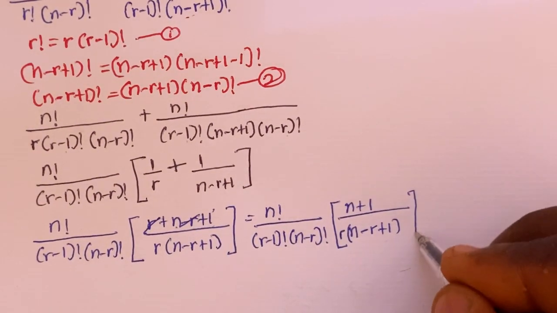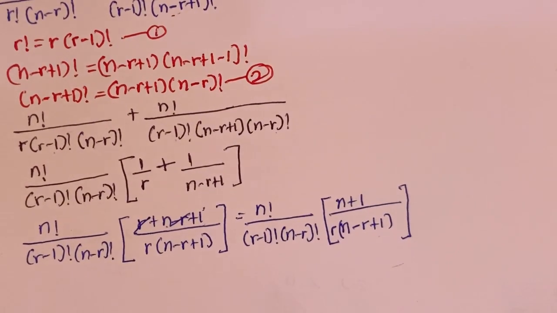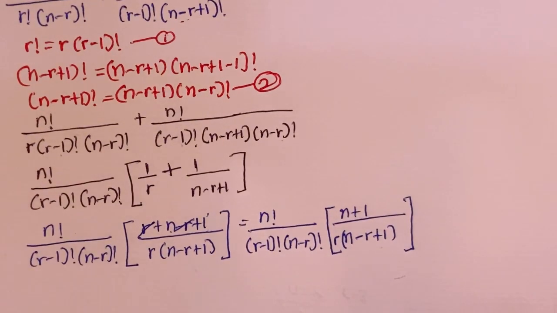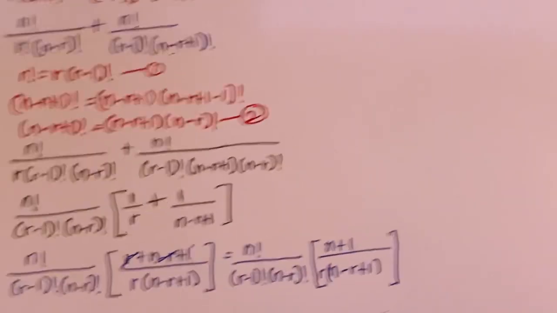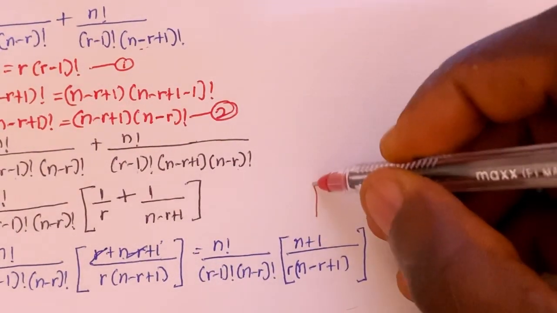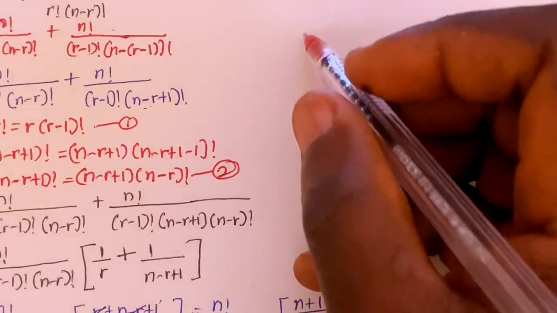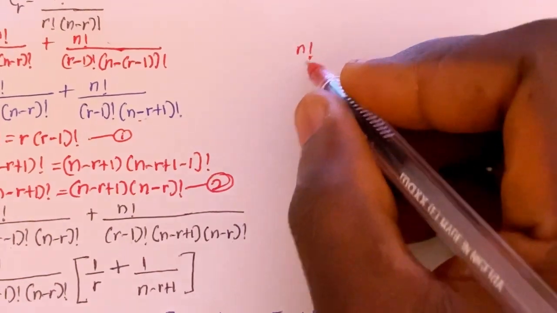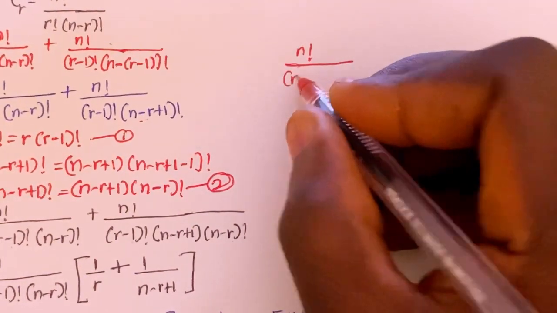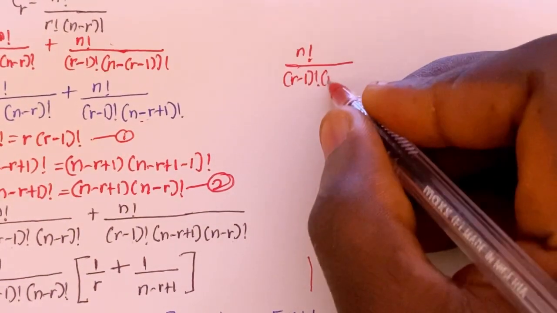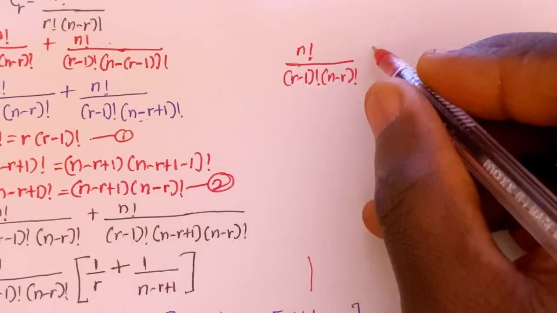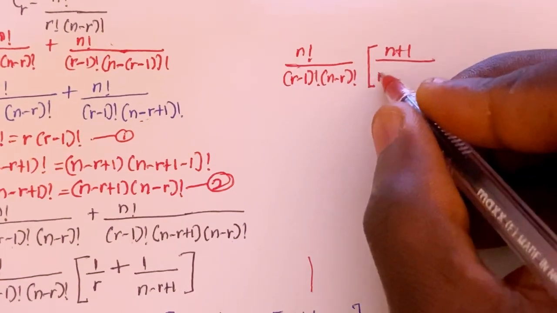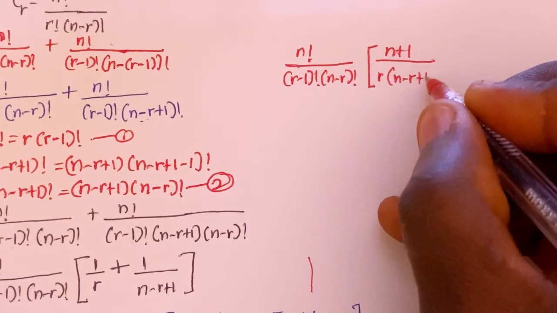So now, what I'm going to do is go ahead and open the bracket. Let me just raise this one up. I'm having it to be, this is n factorial, right? Divided by what? That's actually r minus 1 factorial into bracket n minus r factorial, right, into brackets n plus 1 divided by what? That's actually r into bracket n minus r plus 1, right?